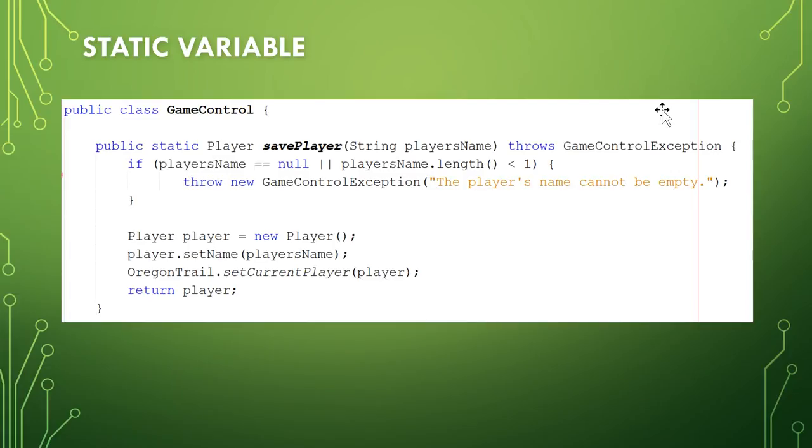This is an example of a static variable, the savePlayer function, which passes the string value of the player's name. As you can see, the player's name cannot be null because it's going to throw an exception and then bring up this message: the player's name cannot be empty. So you have to have a player's name when creating or saving a player.